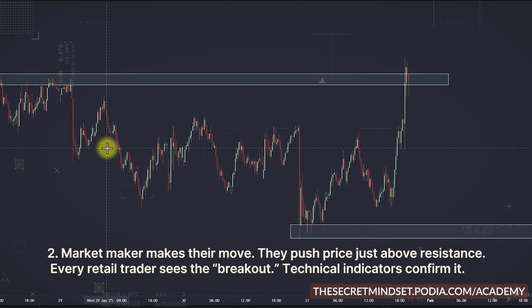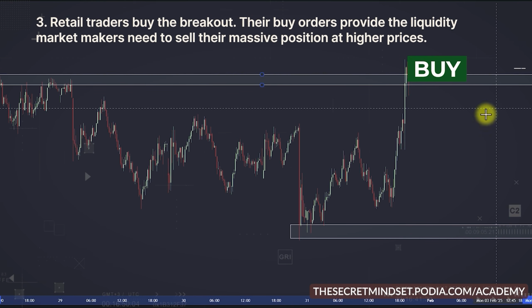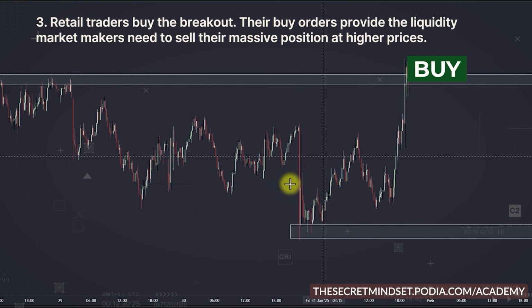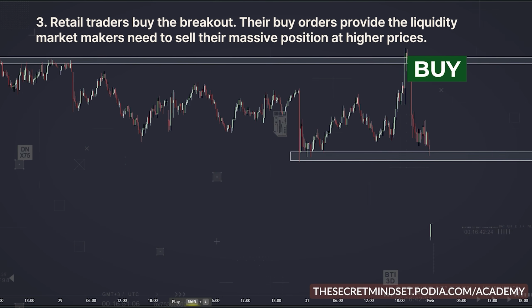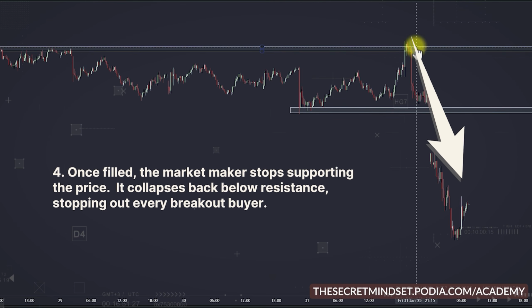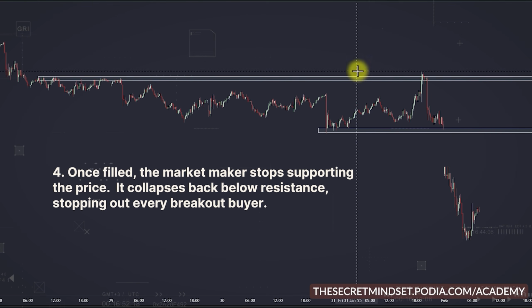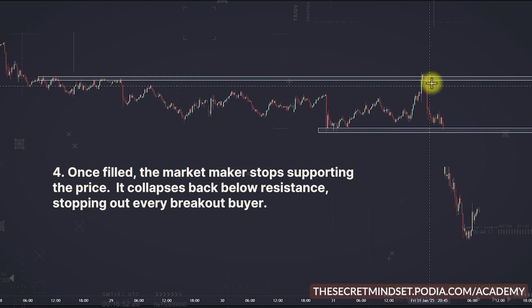Moving averages crossover. It's the perfect setup from every trading book. Retail traders buy the breakout. Their buy orders provide the liquidity market makers need to sell their massive position at higher prices. Once filled, the market maker stops supporting the price. It collapses back below resistance, stopping out every breakout buyer.